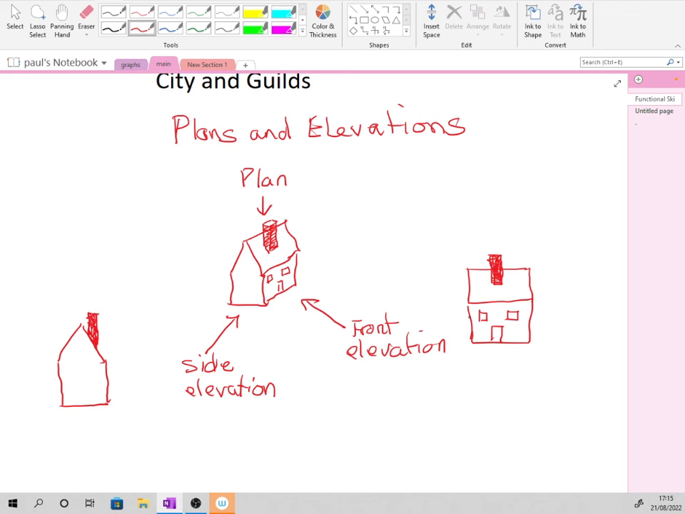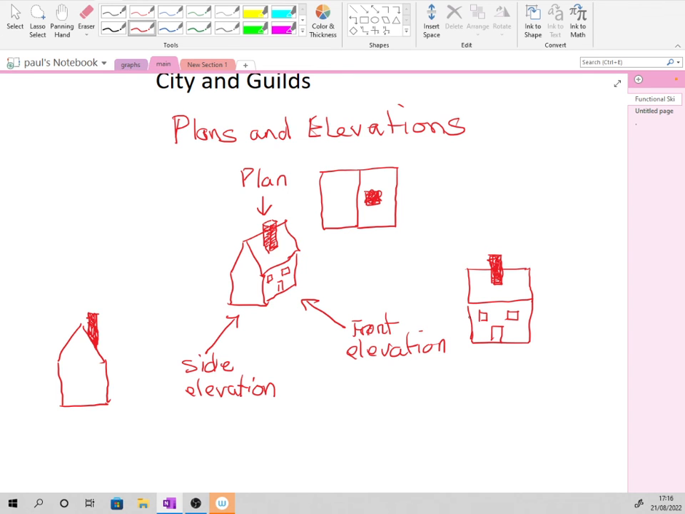What about the plan? If we're looking from above, we don't see any of the walls at all. All we see is the back side of the roof, the front side of the roof, and on the front we're going to see our chimney like that. So, plans and elevations. The plan is always looking down, and the front and the side elevation can be interchangeable. Sometimes they'll mix this up, say that's the side and that's the front. But this is obviously the front because it looks like the front of the house.